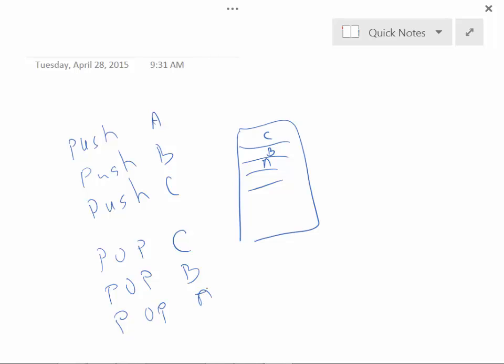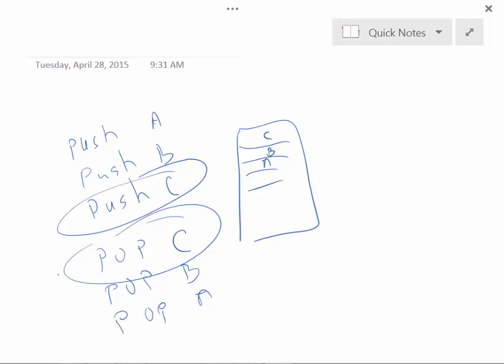It's like the little paper cup holders that you push cups onto: whatever you put on last is the first thing you pop out. So it's the reverse order. Last in, first out is what that means. The last thing we pushed in is C, so the first thing we're going to pop out is C.